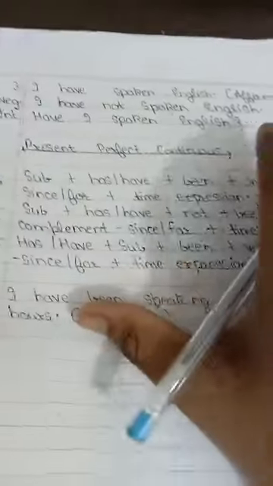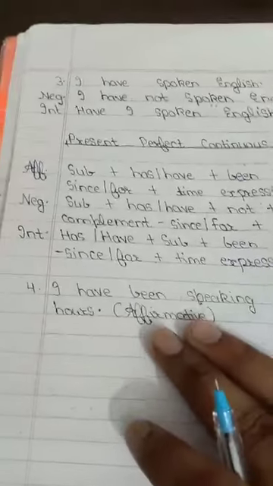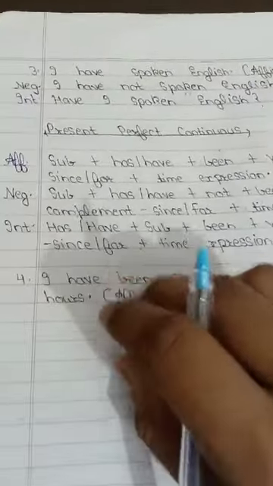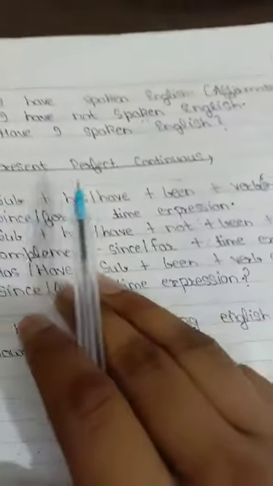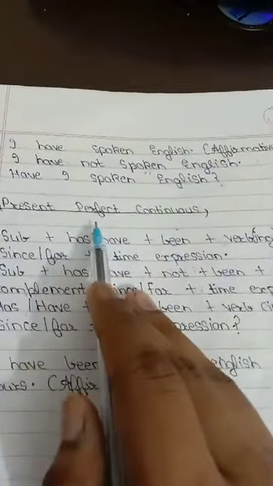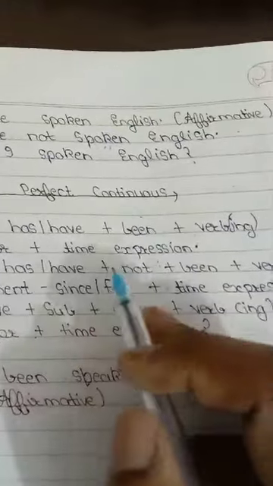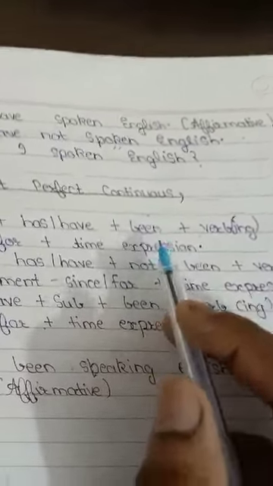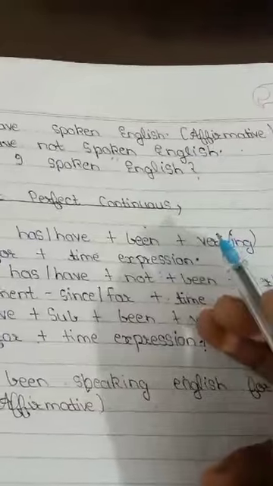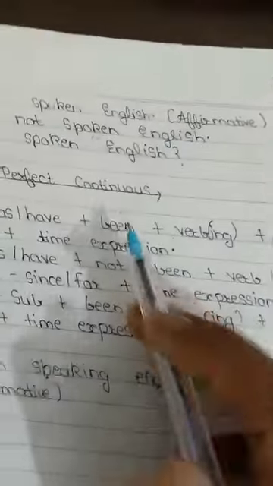Now present perfect continuous. I have been speaking English for last 2 hours. Affirmative: subject plus has or have plus been. Been is used because in perfect we use the third form of the verb. So here the third form of be was been. So here been is used and continues.